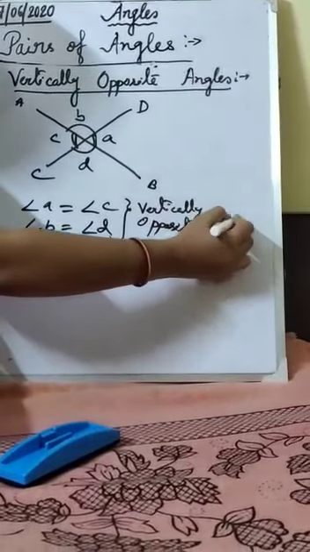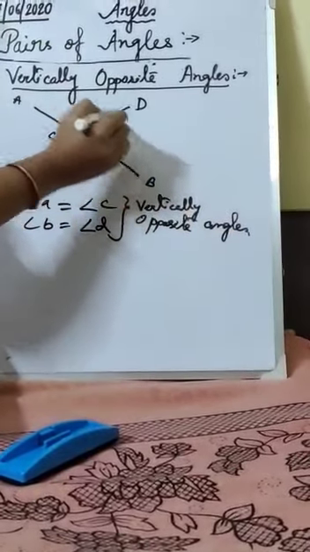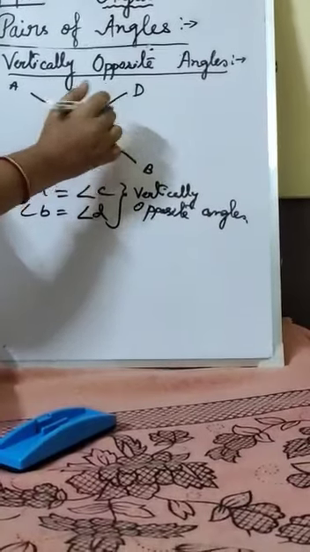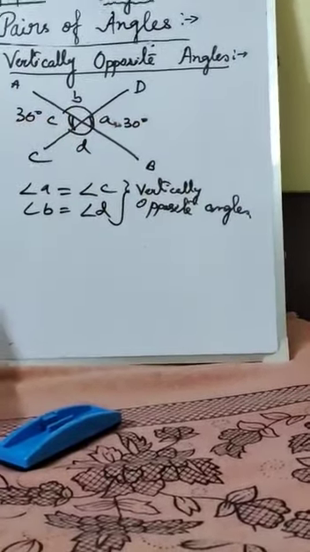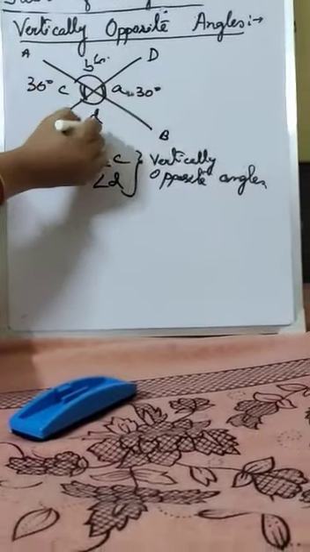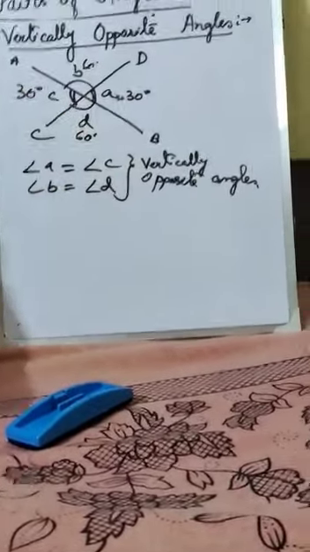Opposite angle. Suppose this is A, it makes an angle of 30 degree. So C will also be 30 degree. It makes 60 degree, so this will also be 60 degree, right?